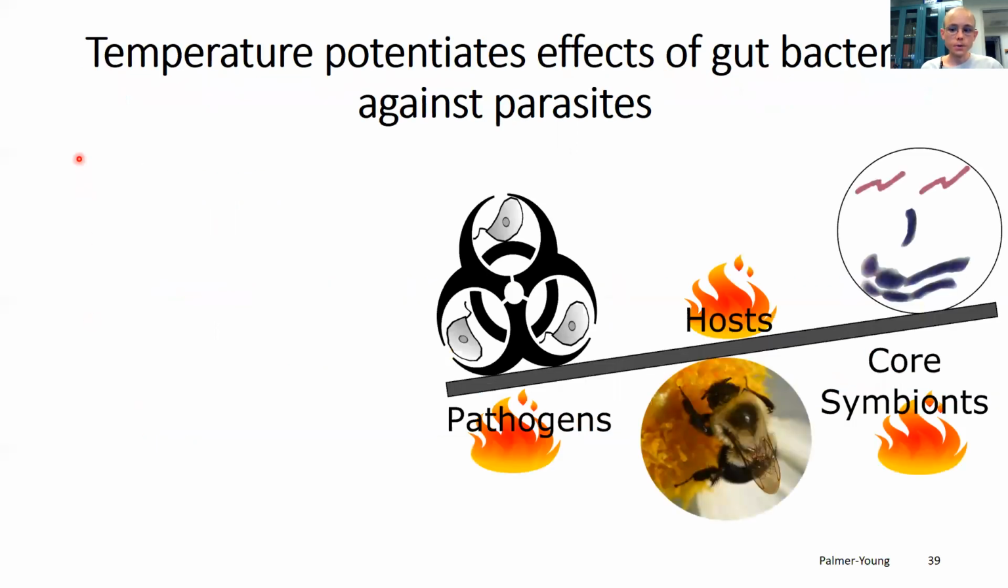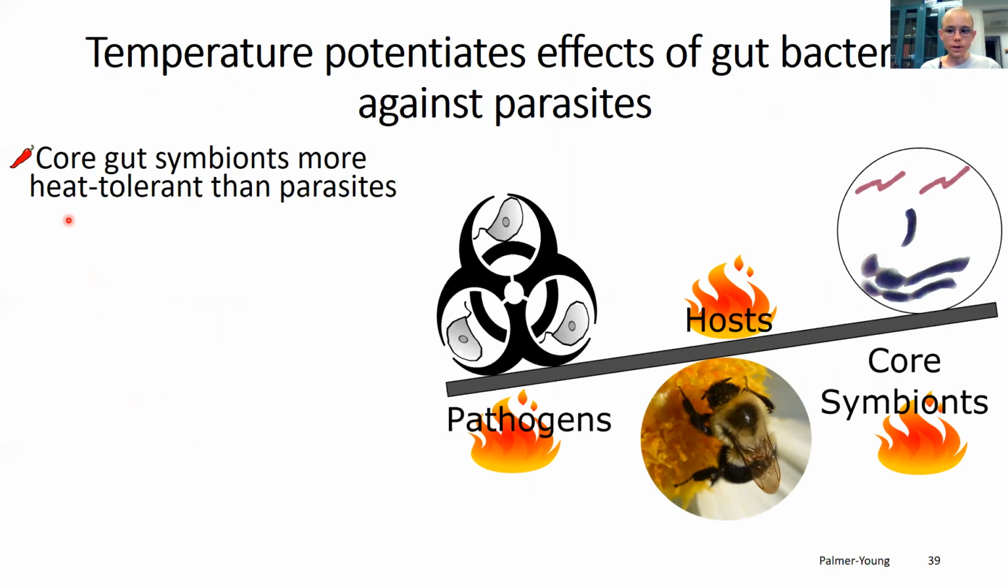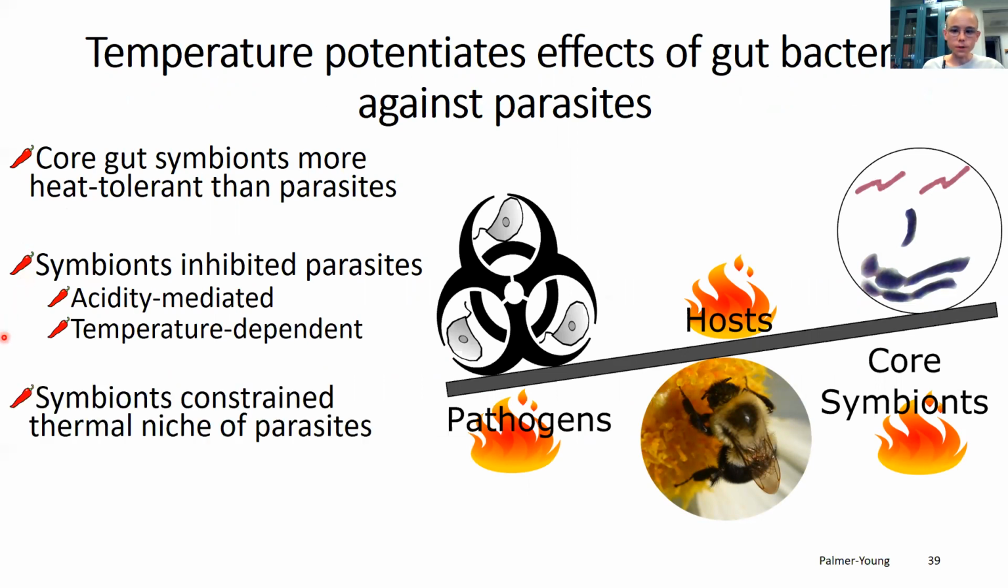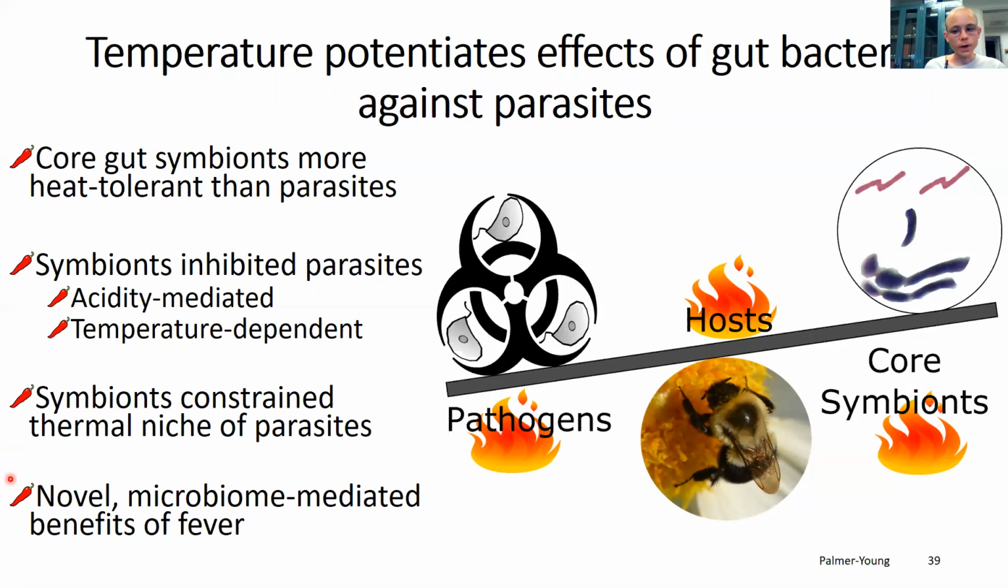To conclude, these experiments show how temperature can potentiate the protective effects of gut bacteria against parasites. Core symbionts had greater thermotolerance of high temperatures than did parasites. Symbionts inhibited parasites via production of acids, with greater growth rates, production of acids, and inhibitory effects at high temperatures. As a result, symbionts constrain the thermal niche of parasites to cooler temperatures. These findings suggest a novel microbiome-mediated mechanism by which fever could enhance resistance to infection.